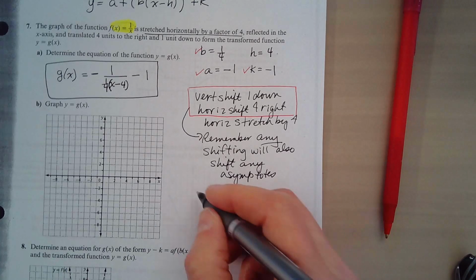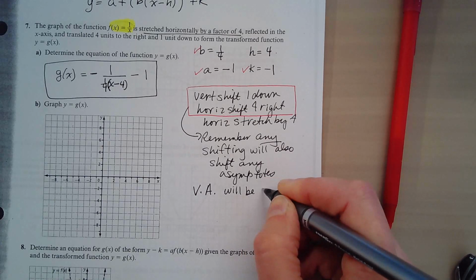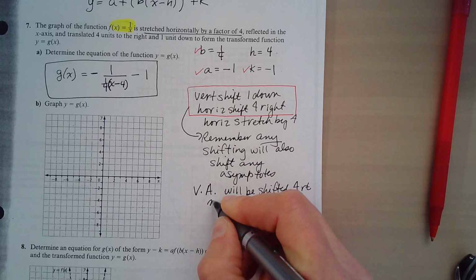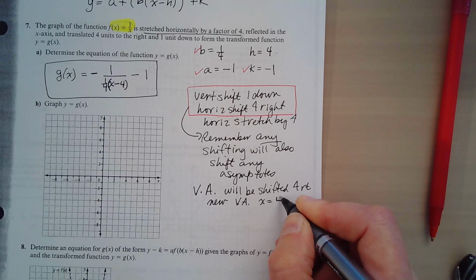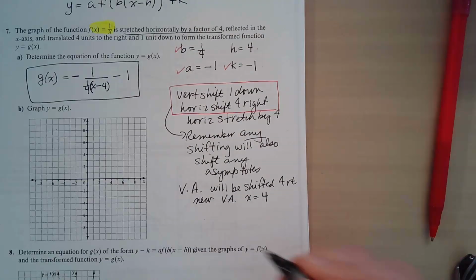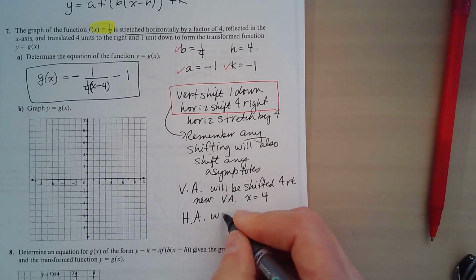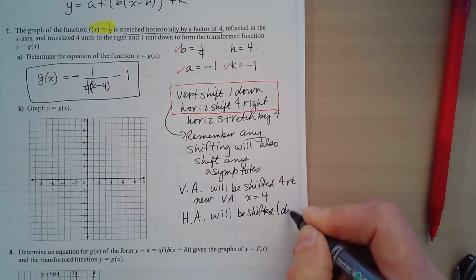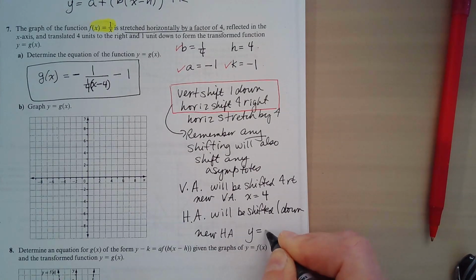So my vertical asymptote will be shifted 4 to the right. So the new vertical asymptote will be x equals positive 4, right? It shifts from 0 to 4. My new horizontal asymptote will be shifted 1 down. So my new horizontal asymptote is y equals -1.